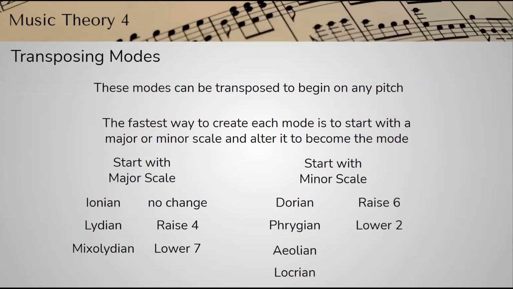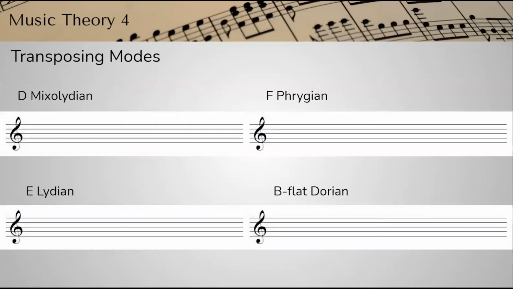To turn minor into Phrygian, you lower the 2nd degree of the scale. And to create Aeolian, you don't do anything to the minor scale, you leave it alone. And to create Locrian, you alter the 2nd and the 5th scale degrees of minor by lowering them by a half step. Okay, so let's look at some examples.